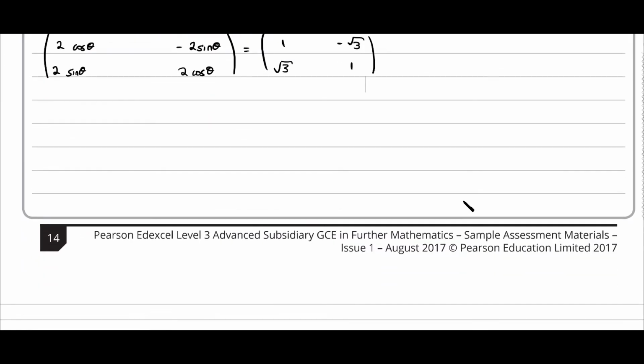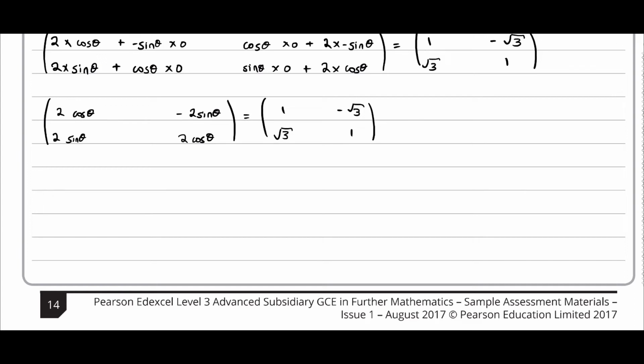And if we compare, so for example, if we take a look at the 2 cos theta and compare that with the 1, we have 2 cos theta equals 1. And if we compare the minus 2 sine theta with the minus root 3, we have minus 2 sine theta equals minus root 3. So here we can see that cos theta equals 1/2, and here we can see that sine theta is equal to root 3 over 2.